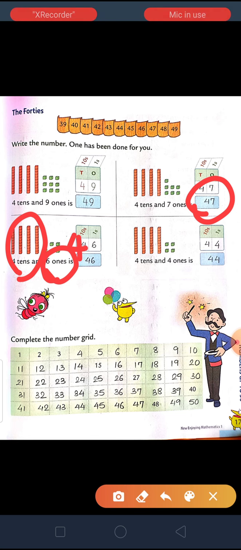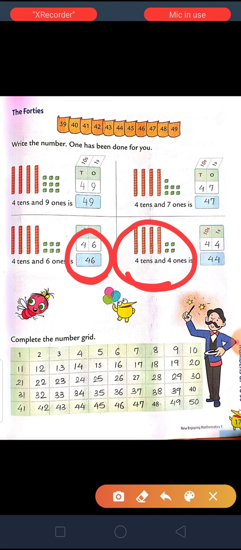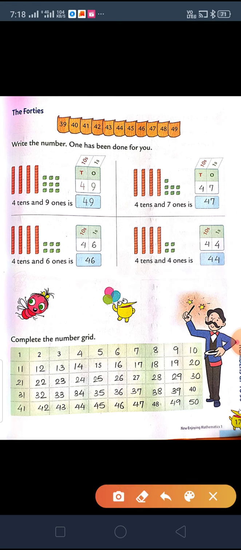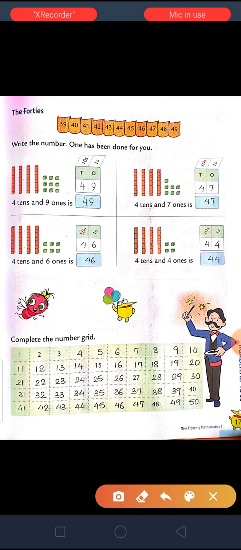So write 4 in the tens column and 6 in the ones column. So the number becomes 46. Same way, 4 tens and 4 ones. So 4 in the tens column and 4 in the ones column. So the number becomes 44.